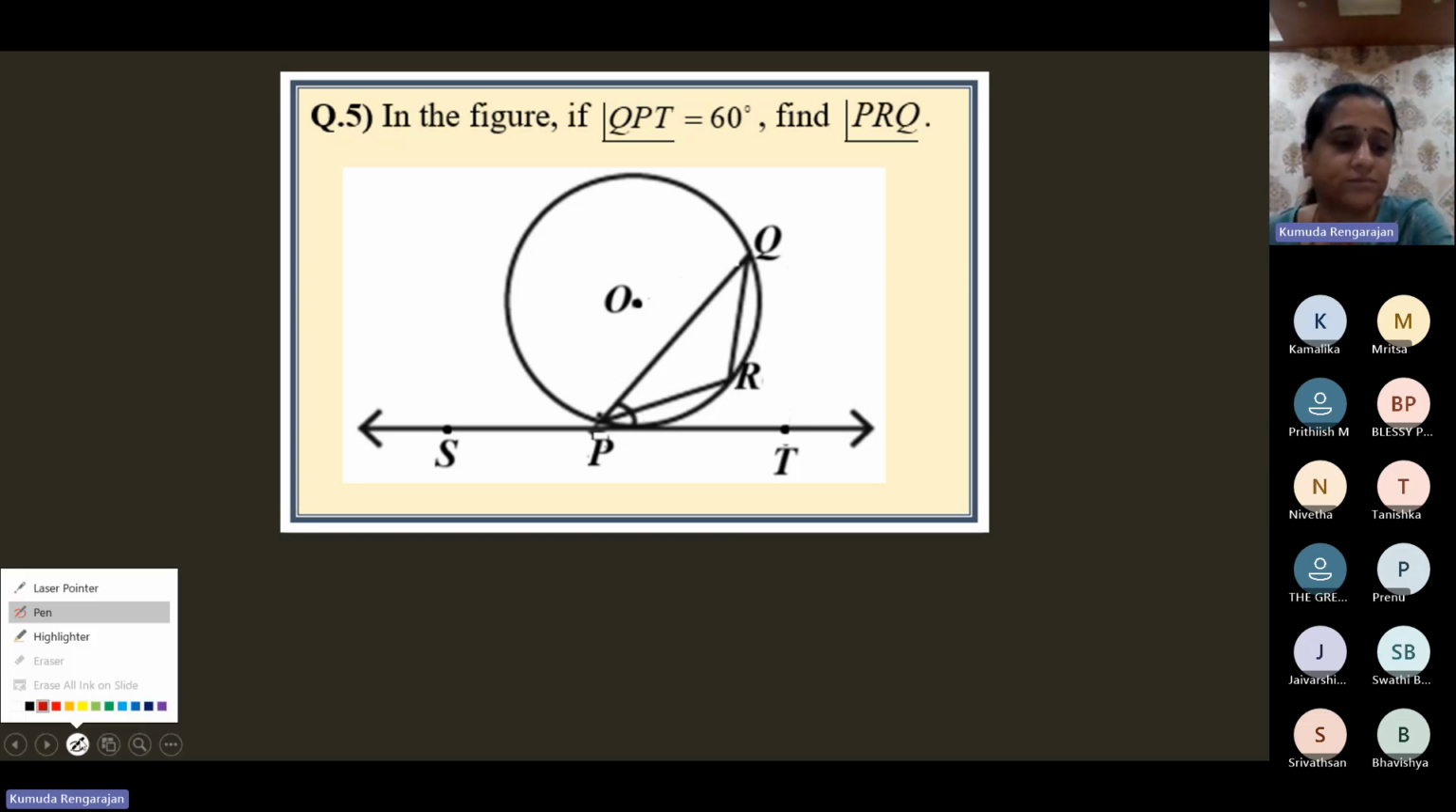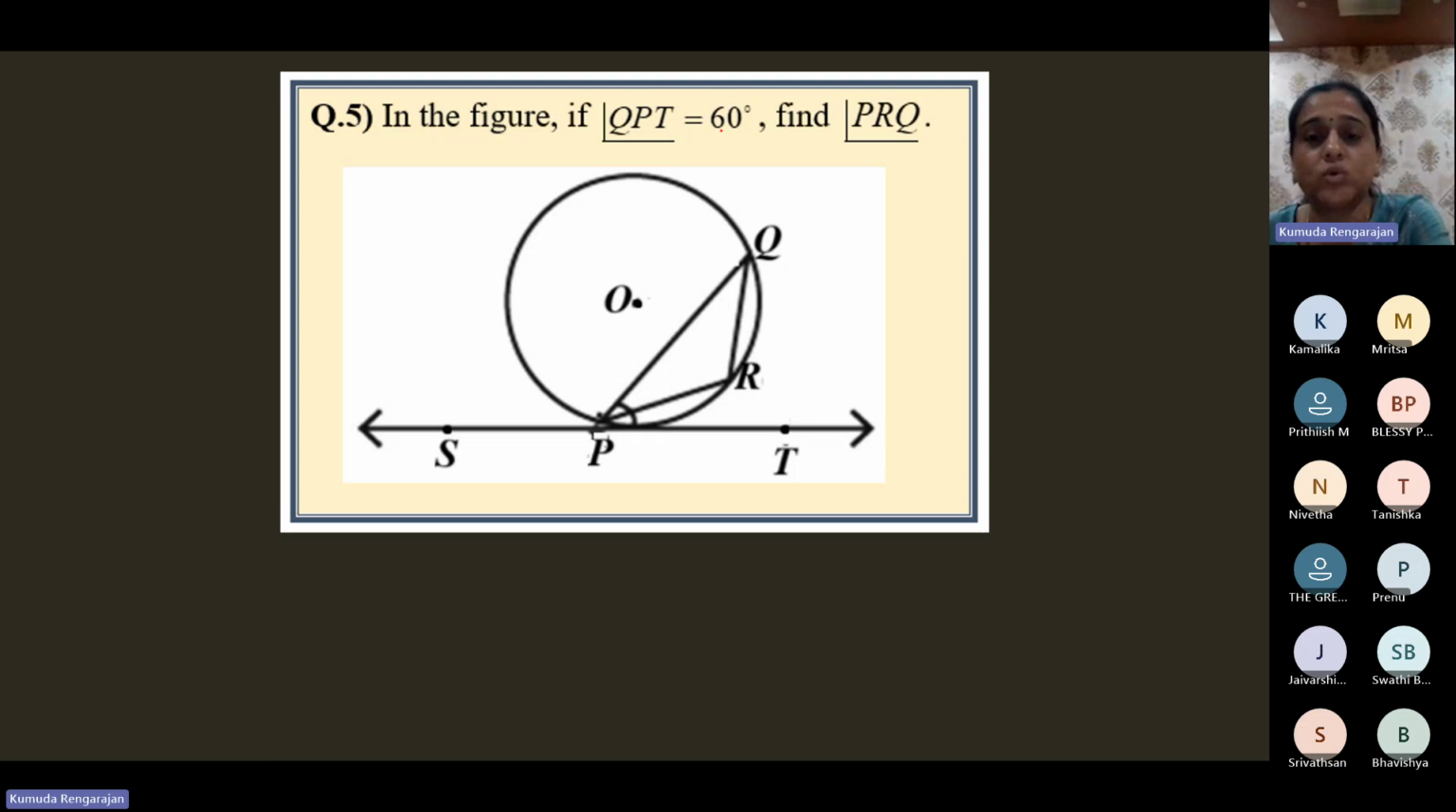We'll first read the info. QPT is 60 degrees. This is QPT. This is 60 degrees. Find PRQ. We need to find this angle. So without thinking much, just join. Just join OP. P is a point of contact, right? So join OP and OQ. We'll see if we have to join anything else later. Always get an isosceles triangle.